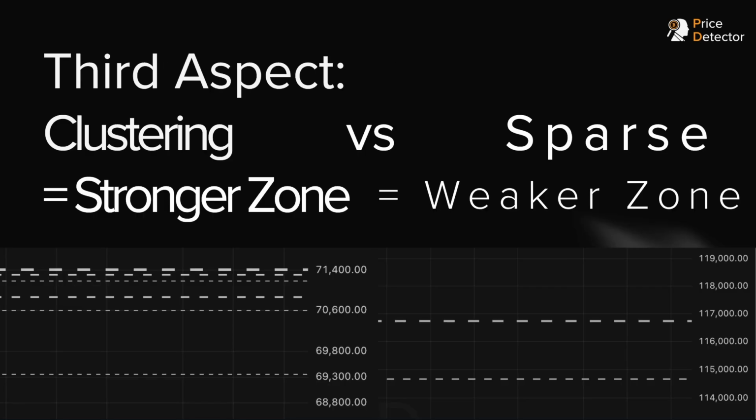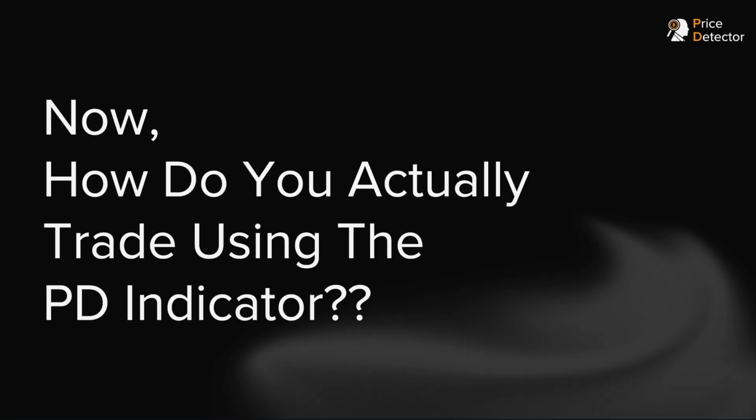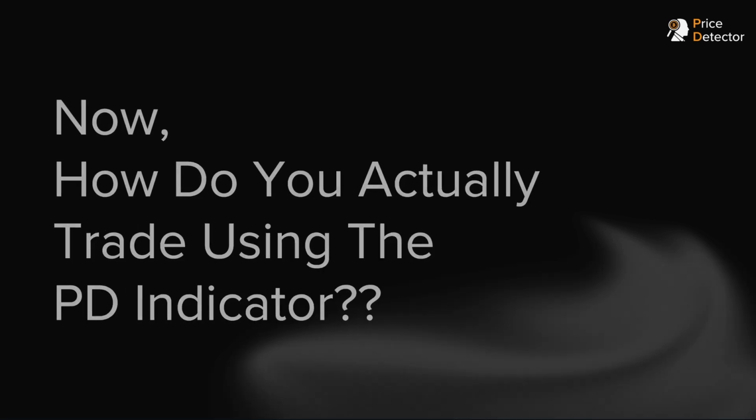The third and final aspect is the clustering of these PD levels. The more PD levels are clustered together, it'll entail that this is a stronger and higher liquidity zone compared to more sparse, further spread out PD levels, which will entail weaker zones. And those gaps are where we actually profit in our trading. So how do you actually use the PD indicator when you trade?